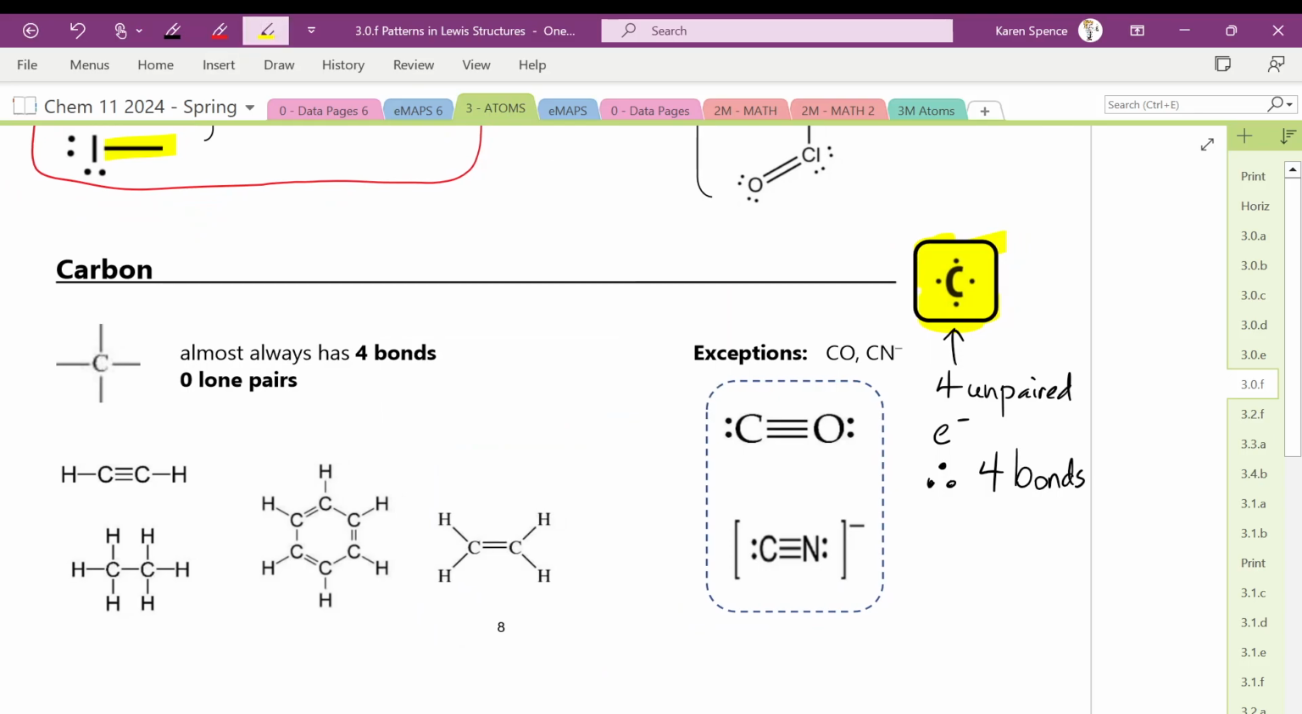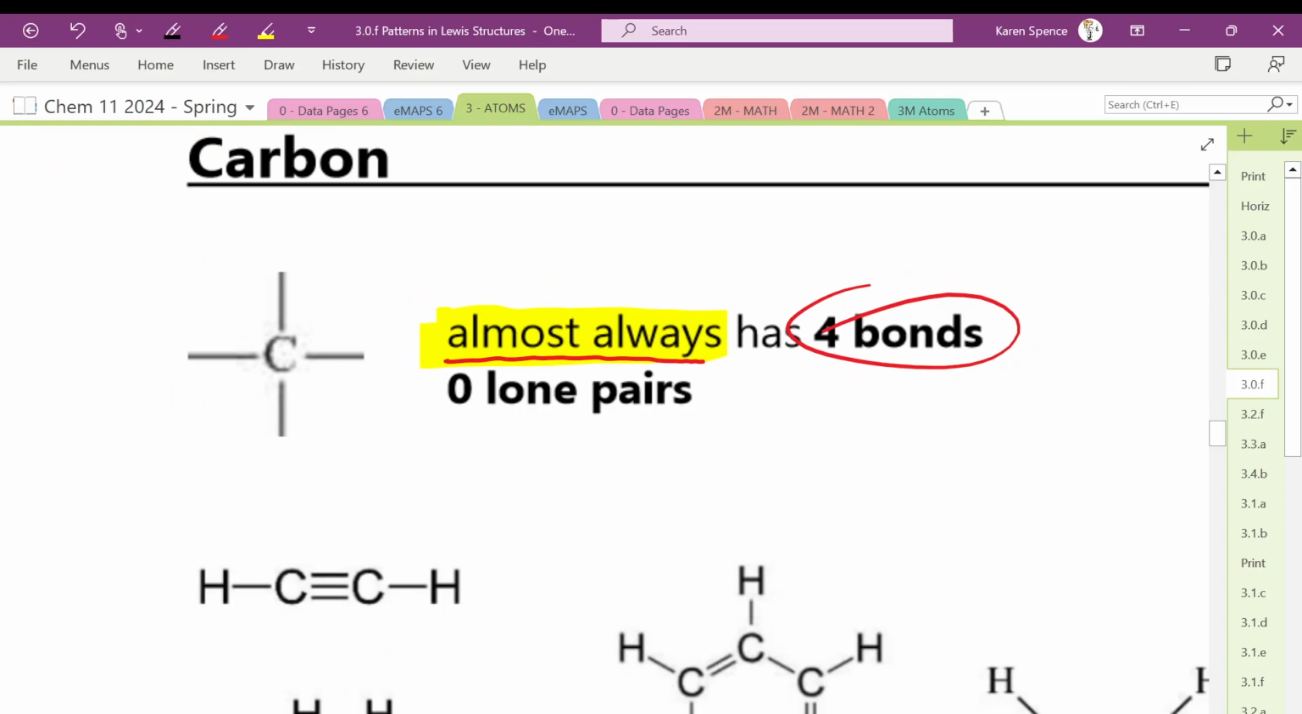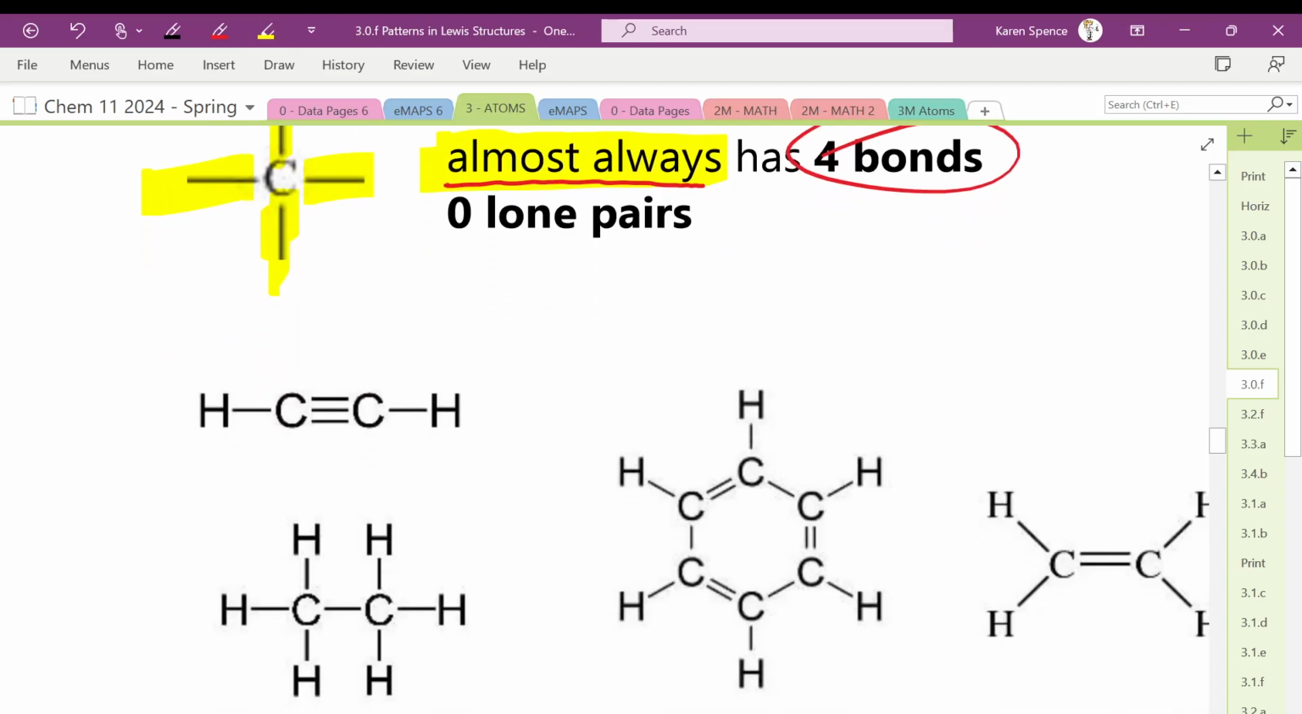And you'll notice over on the left, it says carbon almost always will have 4 bonds and 0 lone pairs. So if we look at all these structures here, we can see carbon has 1, 2, 3, 4 bonds. We're going to start getting fancy with bonds later on. And you can see we have 1 bond, 2 bonds, 3 bonds, 4 bonds. We can put more than 1 bond in between atoms, which we'll learn about maybe later this lesson.